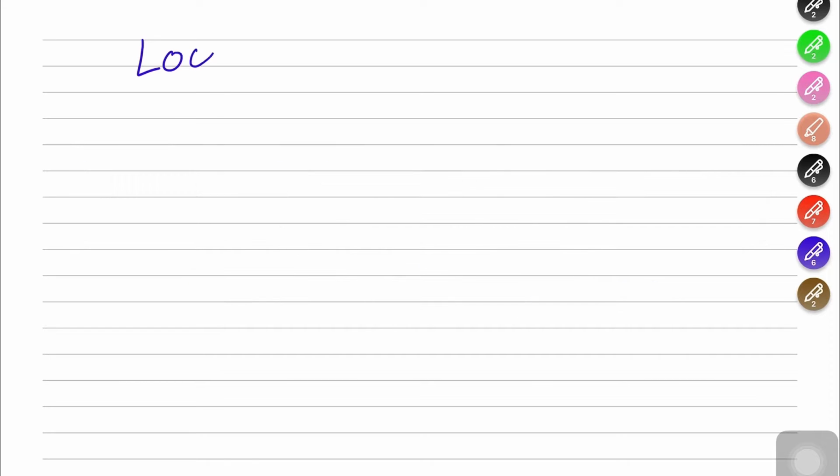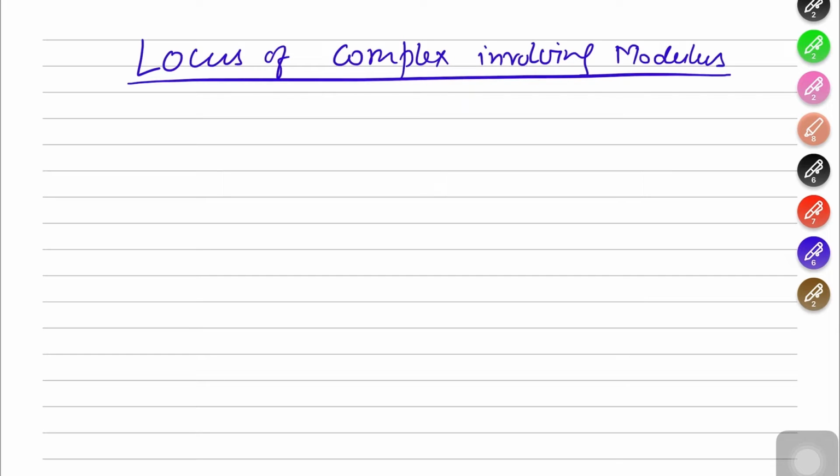Locus of complex number involving modulus. So we'll go one by one.